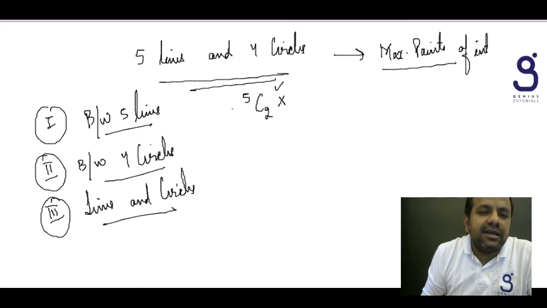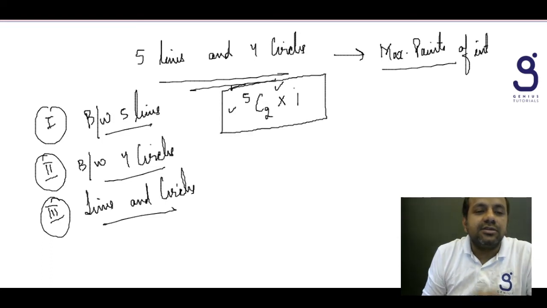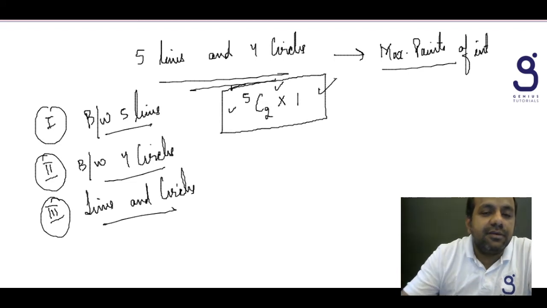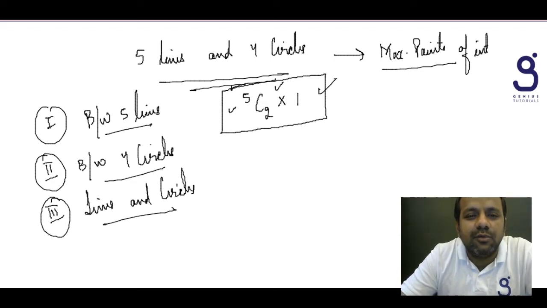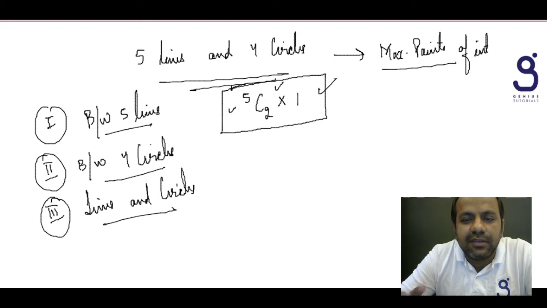Now this is basically the number of ways to select two lines, and we know that by selecting two lines we get one point of intersection in each case, so the total number of points of intersection between five lines will be 5C2 into 1. Basically 5C2 represents the number of ways to select any two lines from 5. टू लाइंस क्यों सेलेक्ट कर रहे हैं? क्योंकि दो लाइन सेलेक्ट करेंगे तभी वो एक पॉइंट ऑफ इंटरसेक्शन दे पाएंगे.